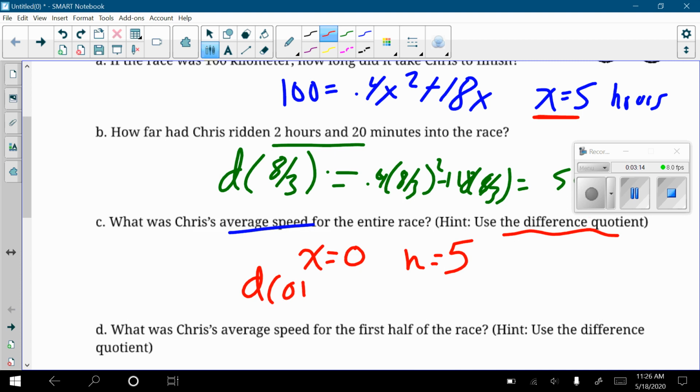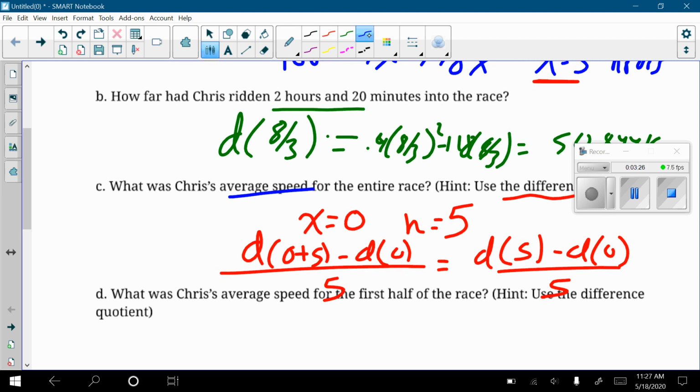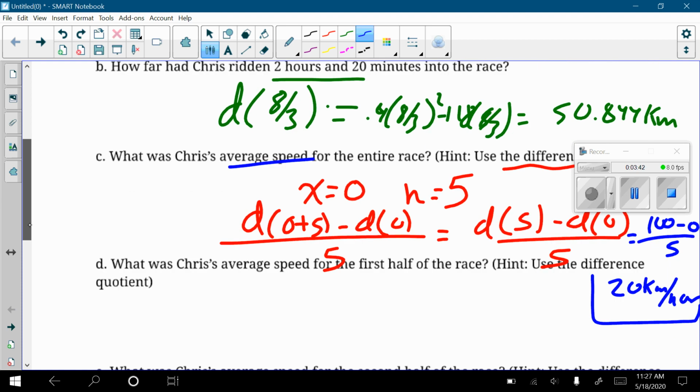D of x plus h minus D of x all over h. So it's D of 5 minus D of 0 divided by 5. What's D of 5? How far had he gone after 5 hours? Well, he'd done the whole race. He'd gone 100 kilometers. How far had he gone after 0? Well, he hadn't gone anywhere. Divided by 5, 20 kilometers per hour.